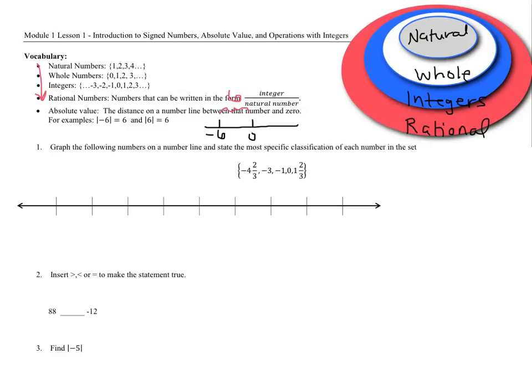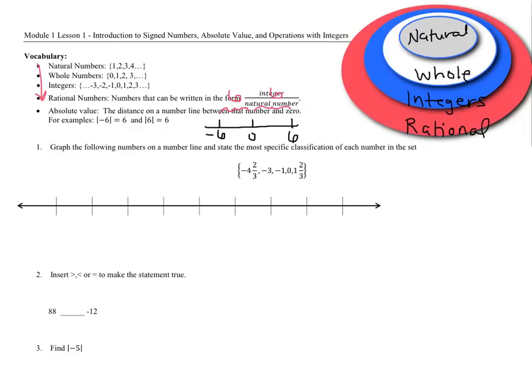Similarly, if I look at positive 6, well, positive 6 is also a total of 6 units from 0, therefore the absolute value of positive 6 is also 6. Now let's look at a few examples.